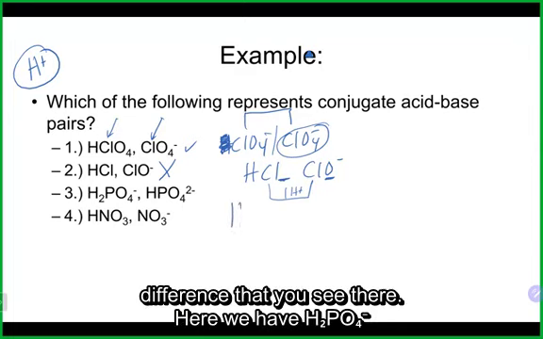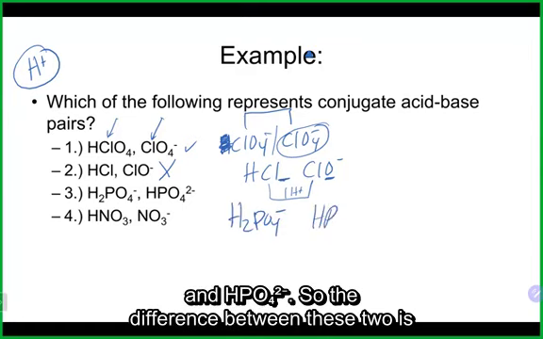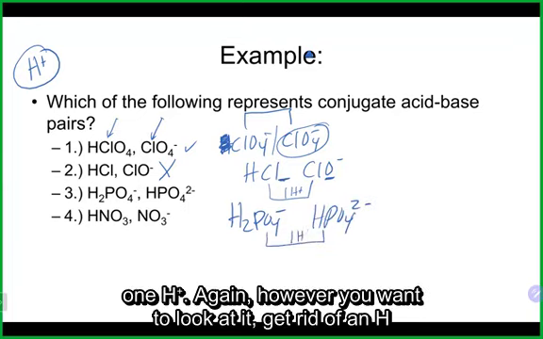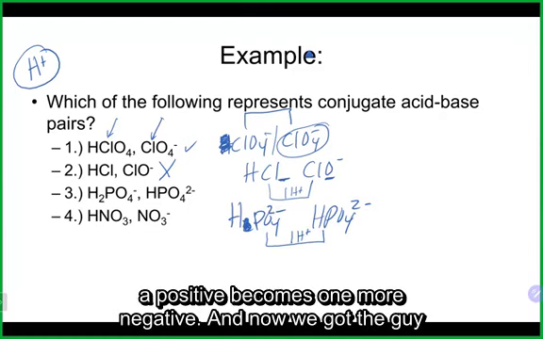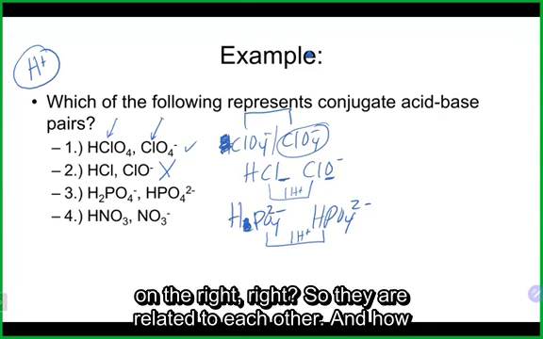Here we have H2PO4 minus and HPO4 2 minus. The difference between these two is 1 H plus. However you want to look at it, you get rid of an H here, which leaves you that, and getting rid of one more H, which is a positive, becomes one more negative, and now we have the one on the right. So they are related to each other.